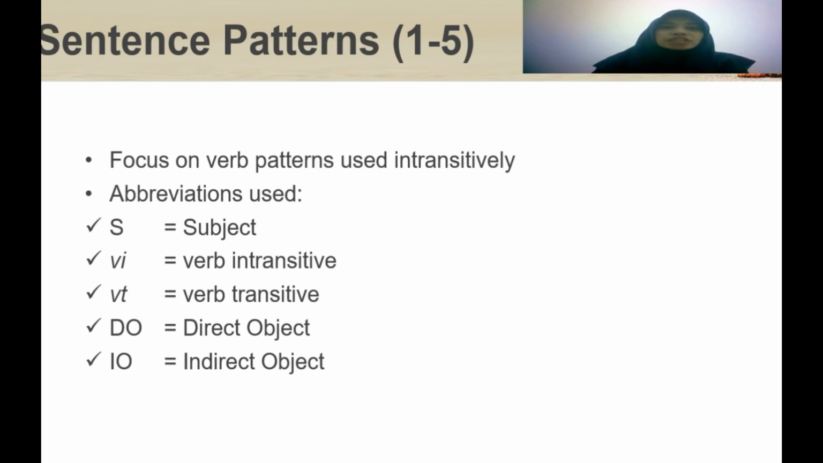And there are some abbreviations that we're going to use and we need to be familiar with in this lesson. The first is S, which stands for the subject, and then VI stands for verb intransitive or the intransitive verb, and then VT is the verb transitive, and then DO is the direct object, and IO is the indirect object.